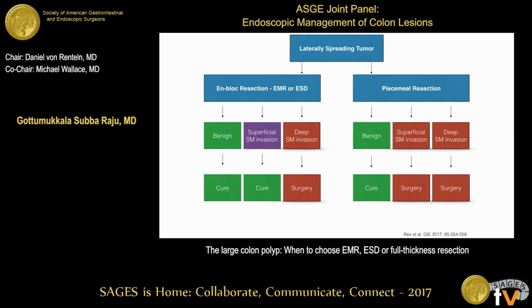This is the chart that Doug has proposed, laterally spreading tumors for en-bloc resection. If it is benign, it's cure. If it is superficial submucosal invasion, again, it's cure. If it is deep submucosal invasion, because of lymph node spread, you need to send them for surgery. When it comes to piecemeal resection, if it is benign, again, cure. And piecemeal resection, you don't know whether superficial, the submucosal invasion depth is hard to figure out. And because of that, those two subgroups may end up requiring surgery.